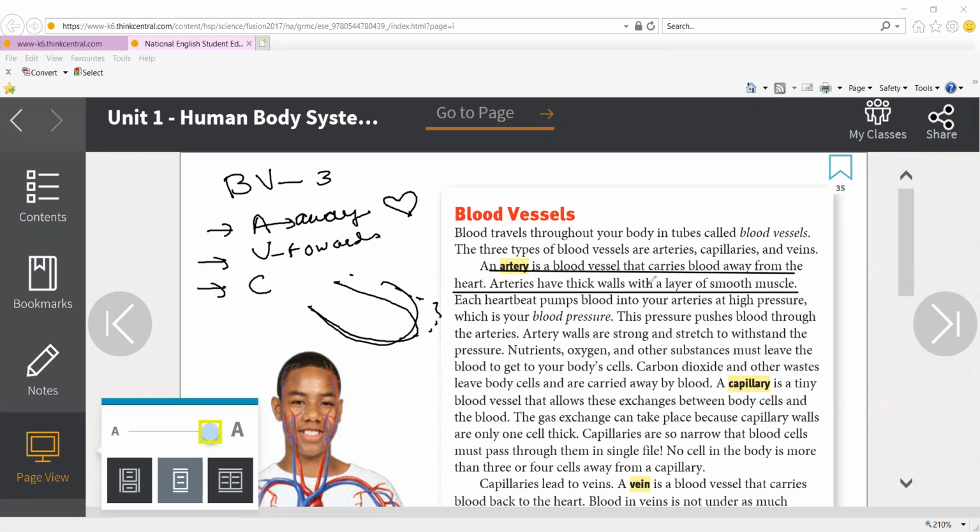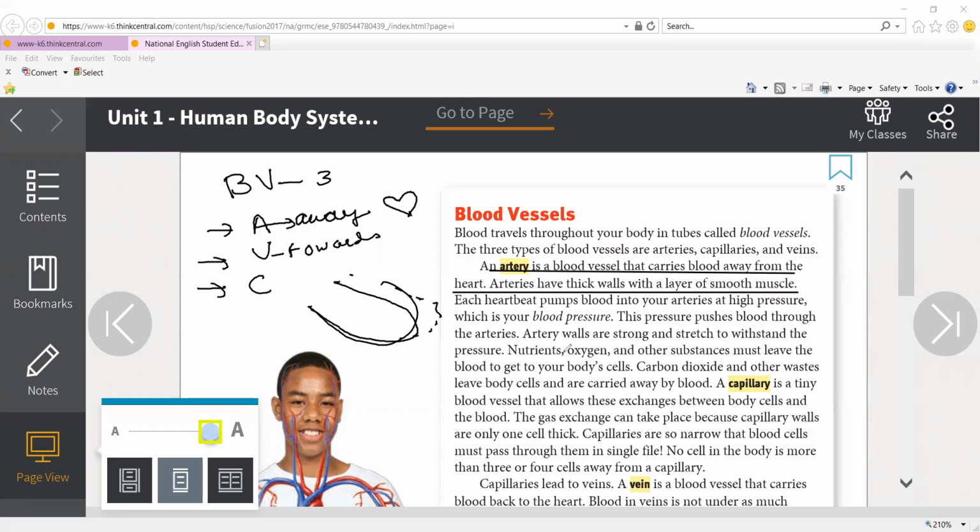That's why they say arteries have thick walls with a layer of smooth muscle. Each heartbeat pumps blood into your arteries at high pressure, which is called blood pressure. This pressure pushes blood through the arteries. Artery walls are strong and stretched to withstand the pressure. The walls of the arteries are very strong, girls, so they can take that very high pressure. Or else, if you put more pressure on a very delicate part, it will burst.